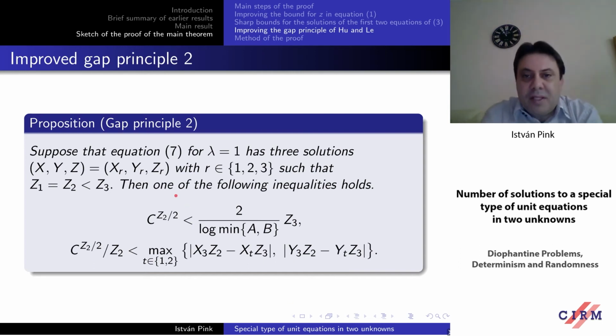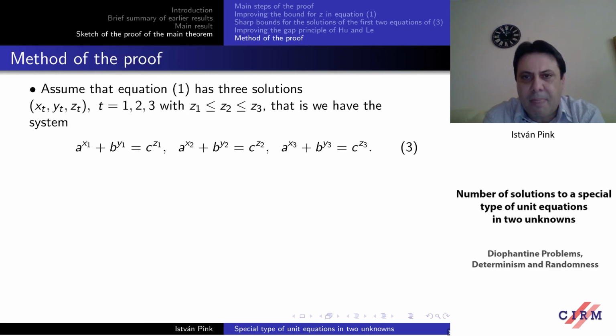Some very few words about the second gap principle. The second gap principle works under the same assumption and covers the case where Z1 equals Z2. And you can see here we obtain also a gap principle. The proof is similar to the proof of Hu and Le, and the proof here uses also the theory of continued fractions in this case. Okay, now back to the method of the proof.